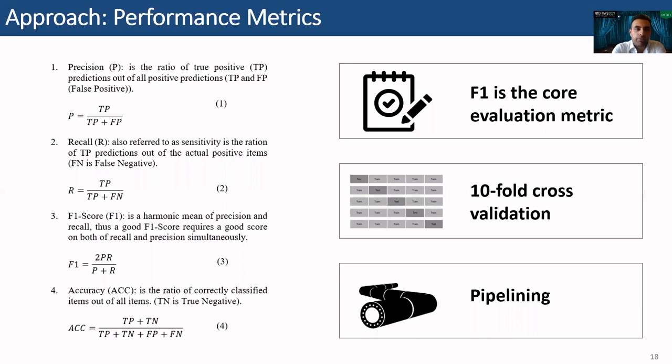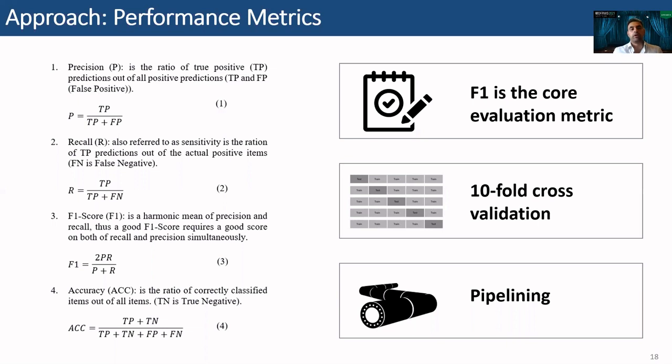A very low precision means basically that we are bombarding the examiner with useless files to examine, and this defeats the purpose of triage. Recall is also referred to as sensitivity, which is the ratio of true positive predictions out of the actual positive items. This indicates the performance metric for how strong the classifier is in actually recalling the important files, or the interesting files.